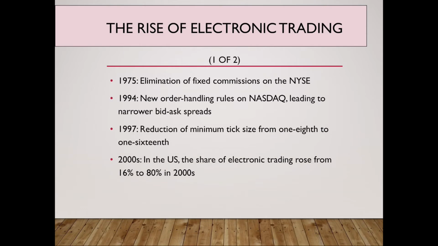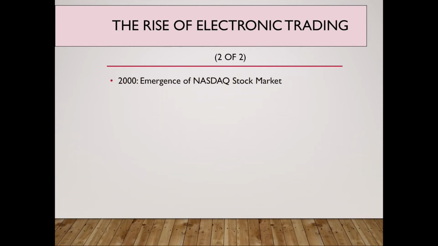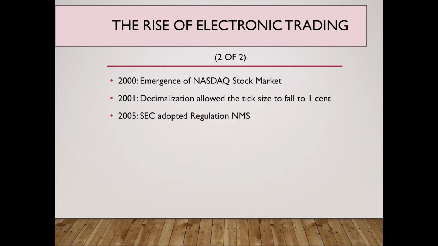Then in the 2000s, in the U.S., the share of electronic trading rose from 16% to 80%. So as I said, 80% of transactions are now done using these electronic communication networks. In 2000, we had the emergence of the NASDAQ stock market, which was effectively a large electronic communication network. In 2001, decimalization allowed the tick size to fall to 1 cent, going from 1/8 of a dollar to 1/16 of a dollar, all the way down to a cent. In 2005, the SEC adopted Regulation NMS, for National Market System, and the goal of this adoption was to link the exchanges electronically.